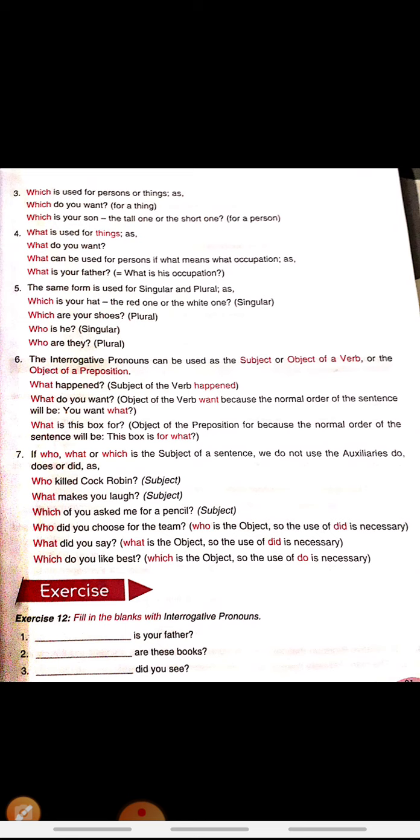Okay, you choose whom you choose for the team, whom you have chosen, right? You will answer now like this. So if you see the normal order, in the last three, who, what, and which, they are the object of the verb. So use of auxiliary verb in the last three sentences is necessary. Okay, so with this, I hope interrogative pronouns are clear to you.